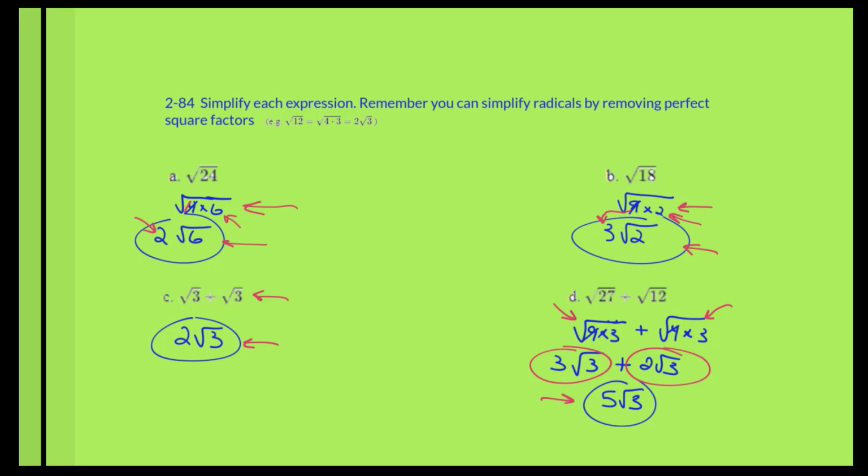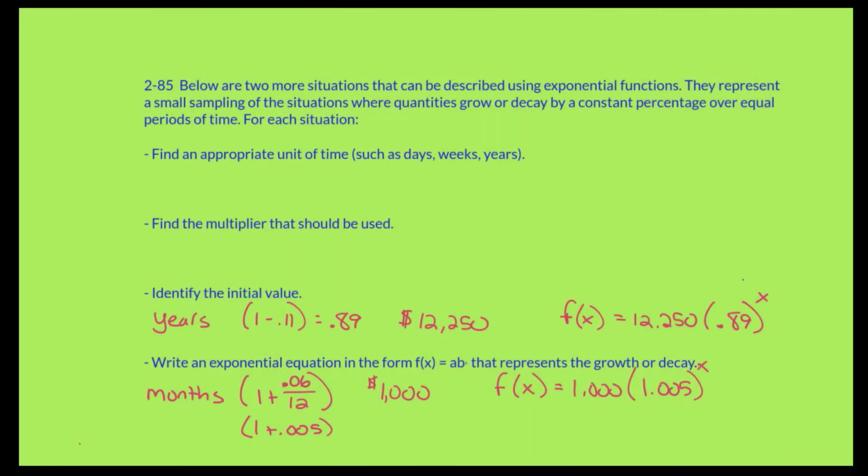Okay, let's move on. On here it says below are two more situations that can be described using exponential functions. They represent a small sampling of the situations where quantities grow or decay by a constant percentage over equal periods of time. We've been asked to do these things for both A and B. First, find an appropriate unit of time. On the first one, the appropriate unit of time is years because it says per year.